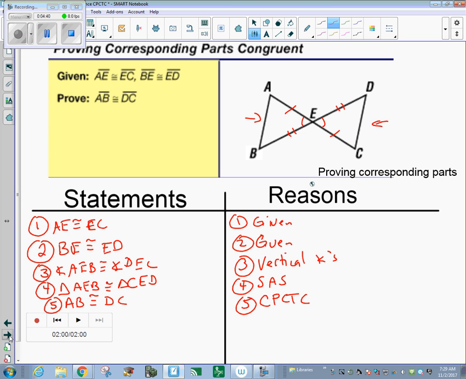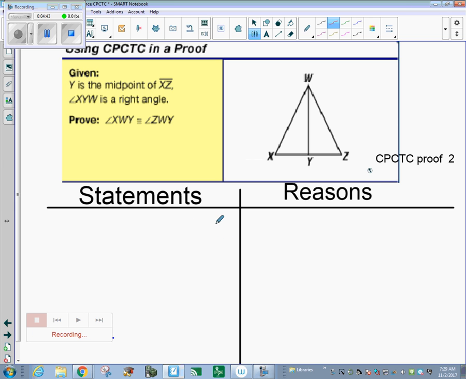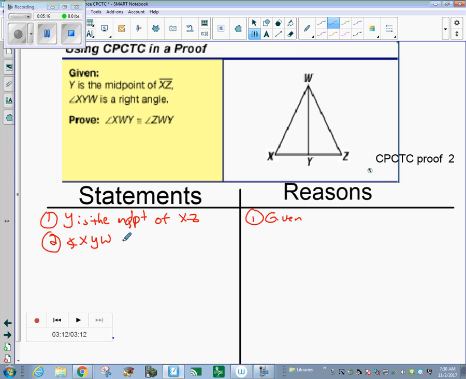All right, we got one more proof to go. And in this proof, they give us some more information up here. They don't give us flat out what's happening, so we're going to have to add some things in as we go. So let's first write down our given statements. Statement 1, Y is the midpoint, I'm going to abbreviate midpoint, midpoint of XZ, that was given. And then 2, we know that angle XYW is a right angle. All right, that's also a given.